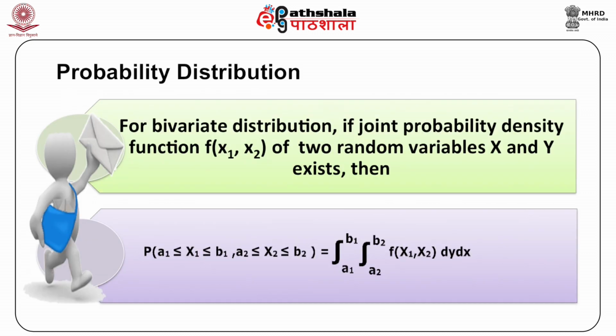For the special case of bivariate distribution, if the joint probability density function f(x1, x2) of the two random variables x and y exists, then the probability that a1 ≤ x1 ≤ b1 and a2 ≤ x2 ≤ b2 is equal to the integral from a1 to b1 of the integral from a2 to b2 of the function f(x1, x2) dy dx.